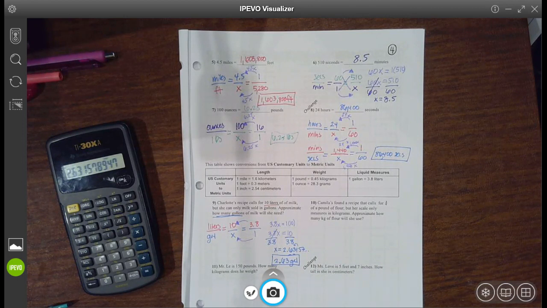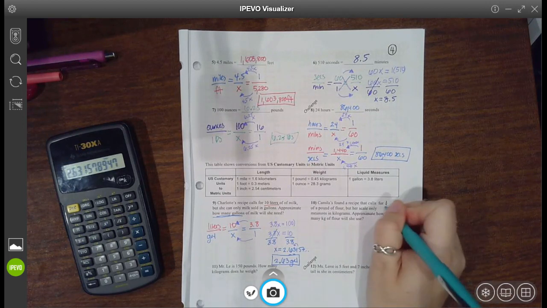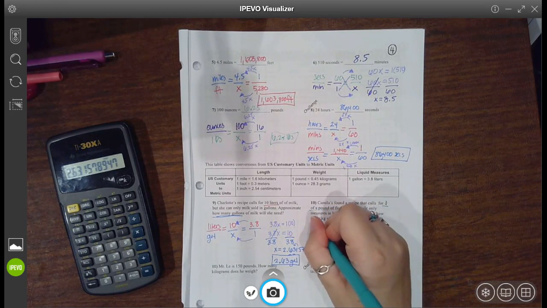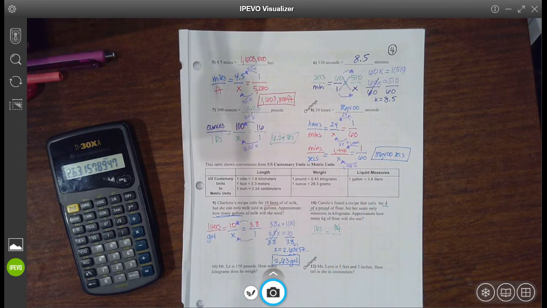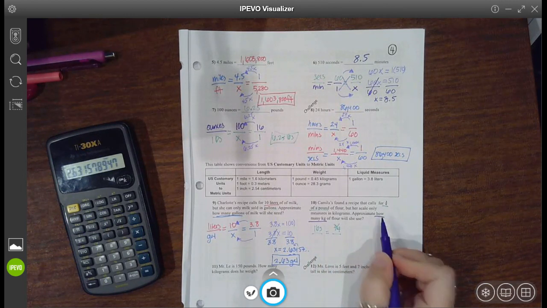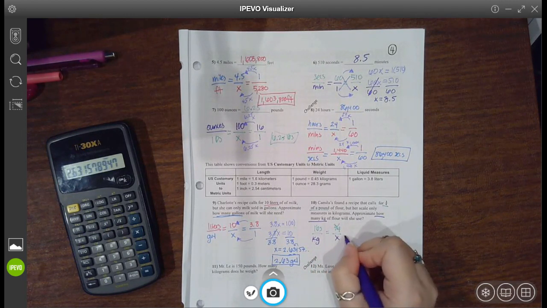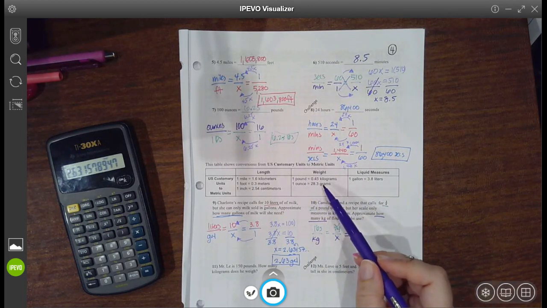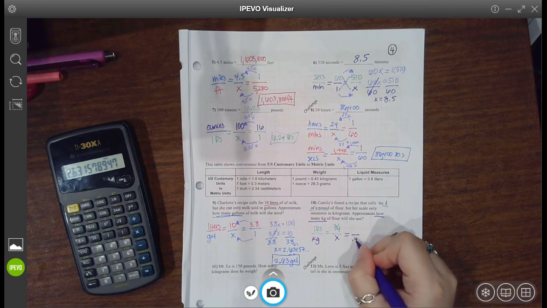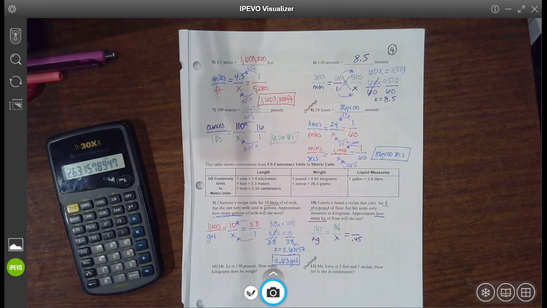Okay. The next one says that Camille found a recipe that calls for 3/4 of a pound of flour. So you have 3/4 of a pound, so pounds, and we have 3/4 of one. And her scale only measures in kilograms, so they want to know how many kilograms that is. Okay, well, we know, talking about weight, that 1 pound is 0.45 kilograms. So 0.45 kilograms is equal to 1 pound.